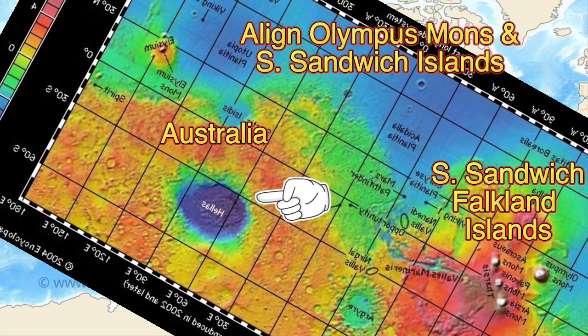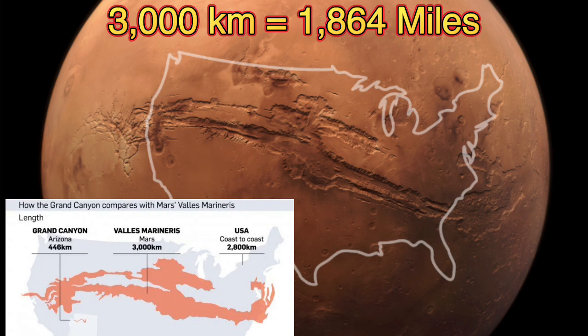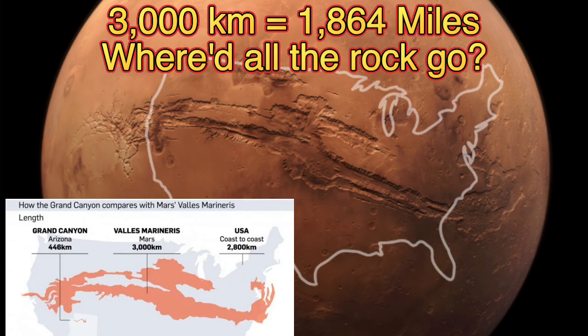Always ask, where did the rock come from? And so we discover that. But then we come to the question, what does the Valles Marineris represent? What does this giant chasm in the Earth represent? And as I just mentioned, the question we always have to ask is, where'd all the rock go? Where'd all the rock come from?